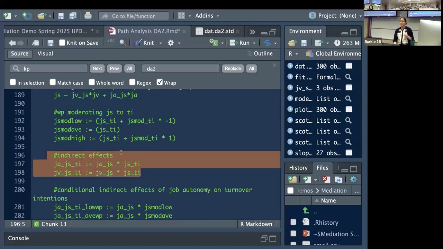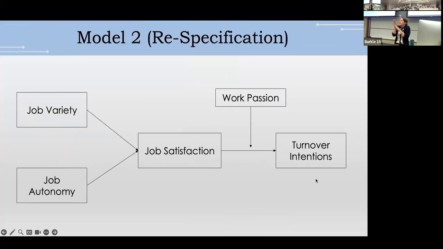So we have our indirect effects, and then this is like pushing the envelope on hard, but I want you to know it if you see it. Is it just job variety to satisfaction to turnover? What's also happening in that mix? Work passion is changing the B path, right? That's what we call a conditional indirect effect. It's an indirect effect that gets moderated somehow.